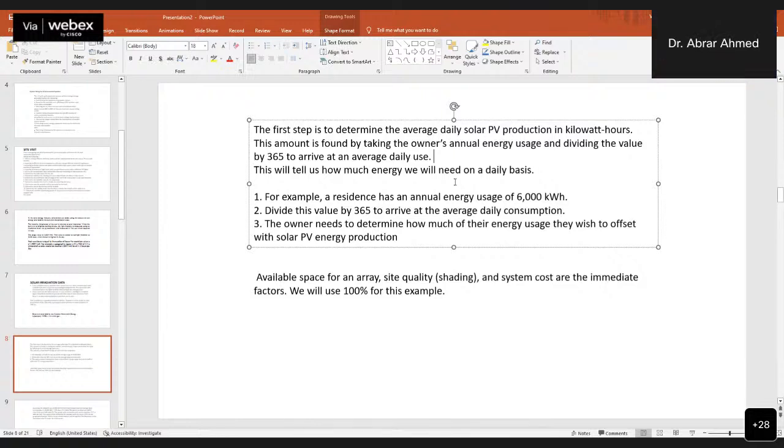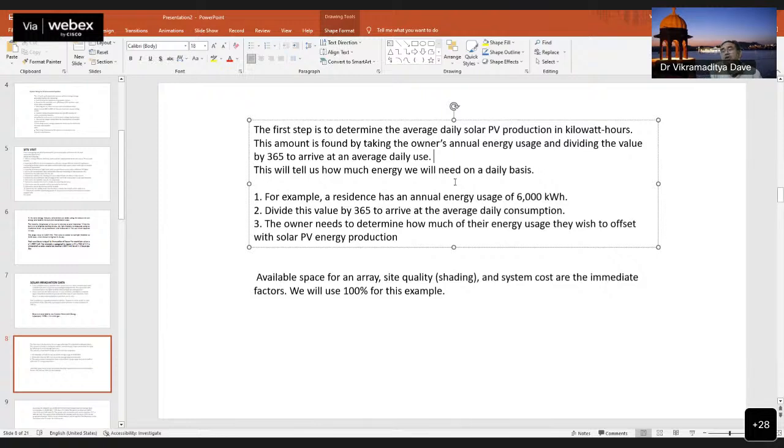Okay, so now let us understand with an example. Suppose a residence has an annual energy usage of 6,000 kilowatt hour. We have obtained this by adding all the units of the previous year's bills, and now we will divide it by 365, so we will get an average consumption. The unit is kilowatt hour. This is energy.